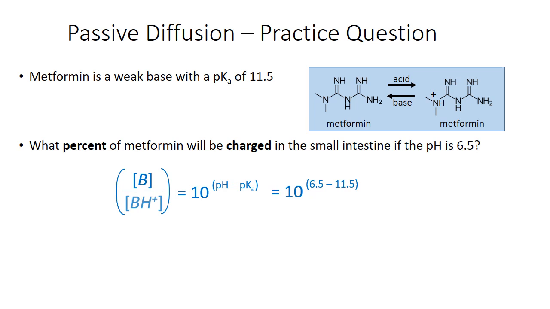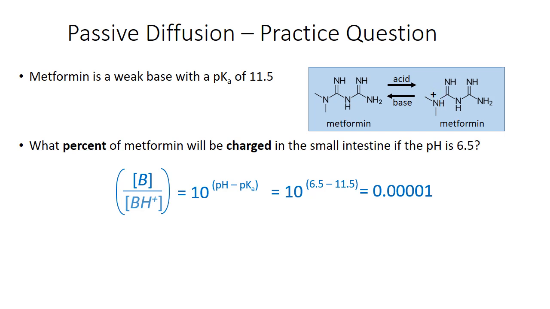So 10 to the 6.5 minus 11.5 is 0.00001. And a really quick check you should do is that if you know the pH is much, much lower than the pKa of the drug, that means the answer has got to be really high or really low. Okay, and in this case, because the pH is lower, we should push a bunch of protons onto that. So most of it should be charged.